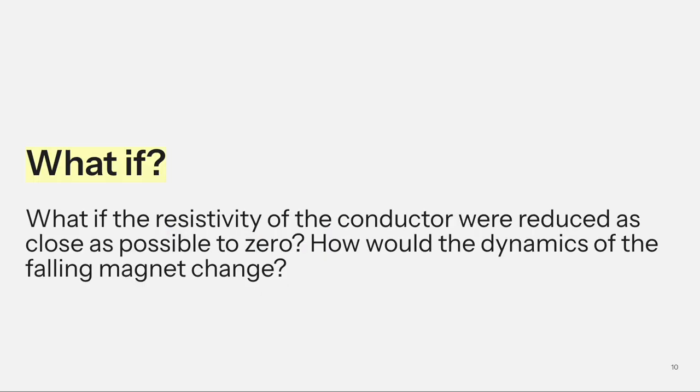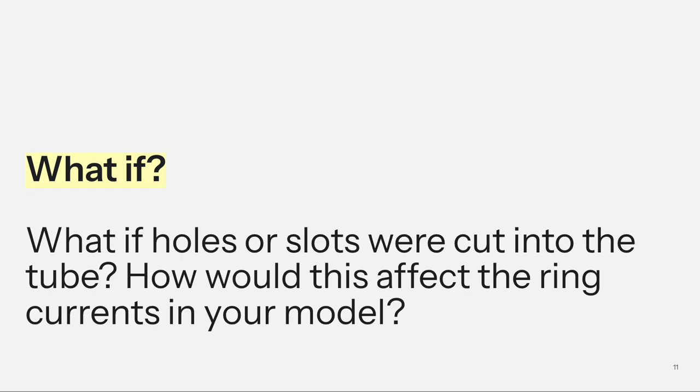For this what-if, since current is equal to EMF over resistance, if the resistance was close to 0, the EMF would be a lot larger, meaning that a greater induced current would occur, meaning that it would look very, very slow falling, or if the resistance was close enough to 0, it wouldn't be moving at all. For this what-if question, the magnitude of the induced current would be significantly decreased, as it would be harder for the path of the induced current to properly spiral down the tube without exiting through the slots.